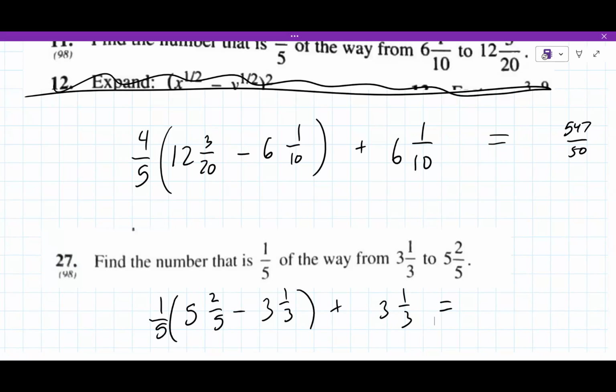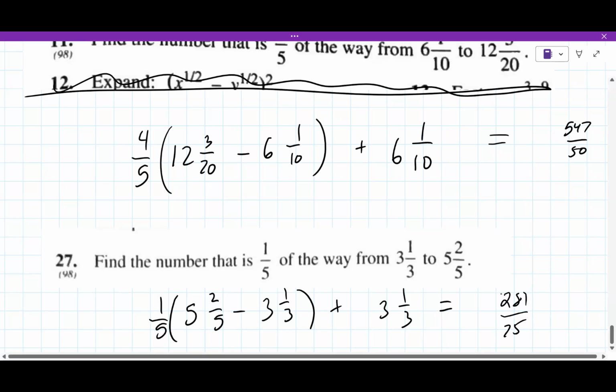Some people say do the math. Oh, I mean, go to the calculator, but we've done the math actually. Everything else from here is just how you want to present your answer. Okay. 281 divided by 75. Okay, you got those down for sure.